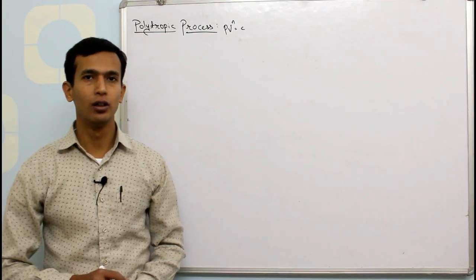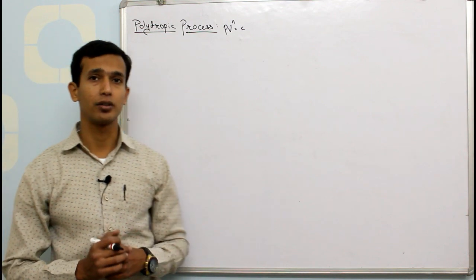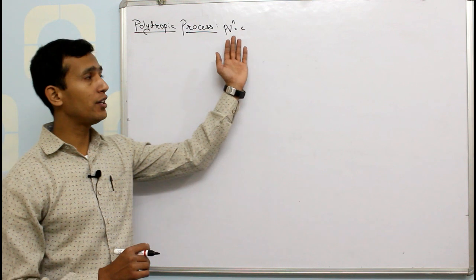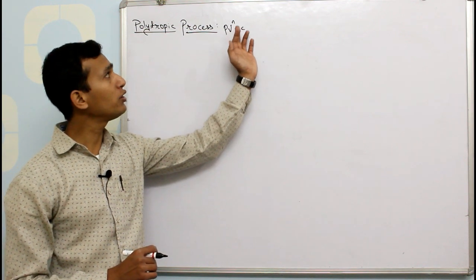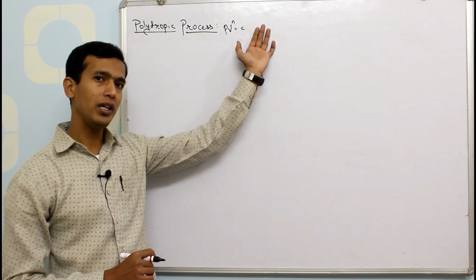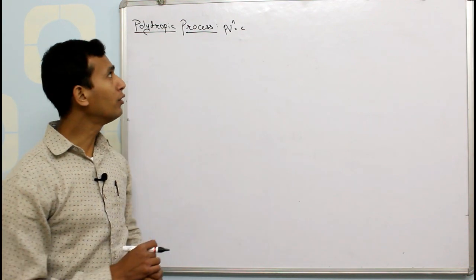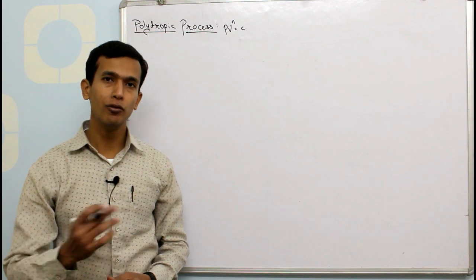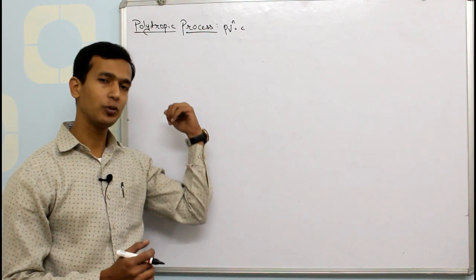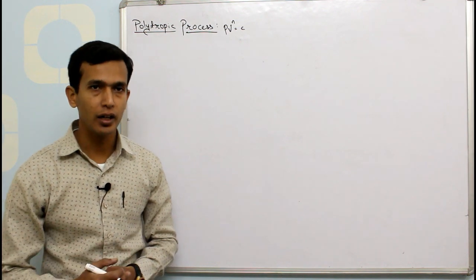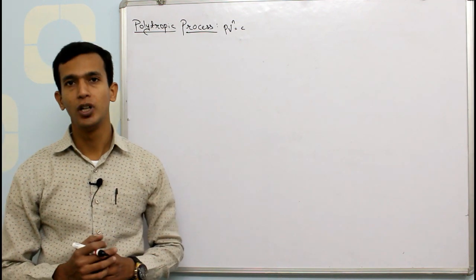In the previous video, we have discussed the polytropic process and we have seen how we can use this relationship, and by changing the value of n, we can obtain the various processes. Now in today's video, our work is to find the value of work done during the polytropic process, and the amount of heat supplied or rejected during this process.